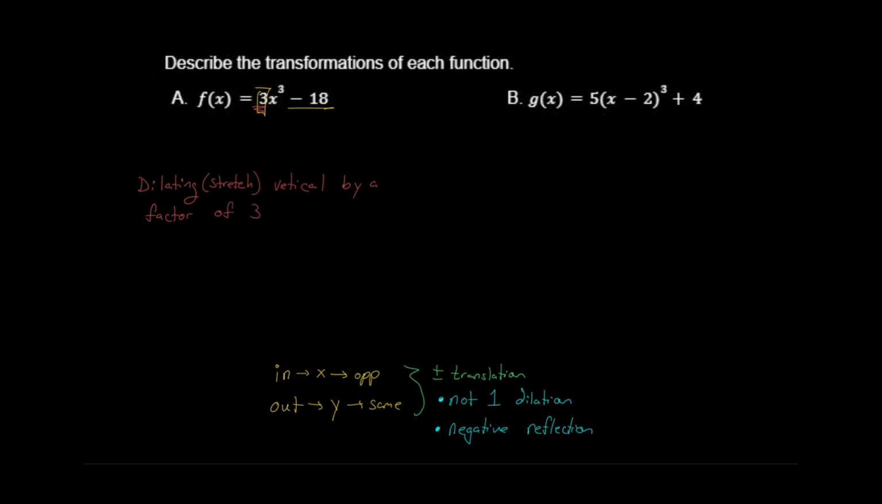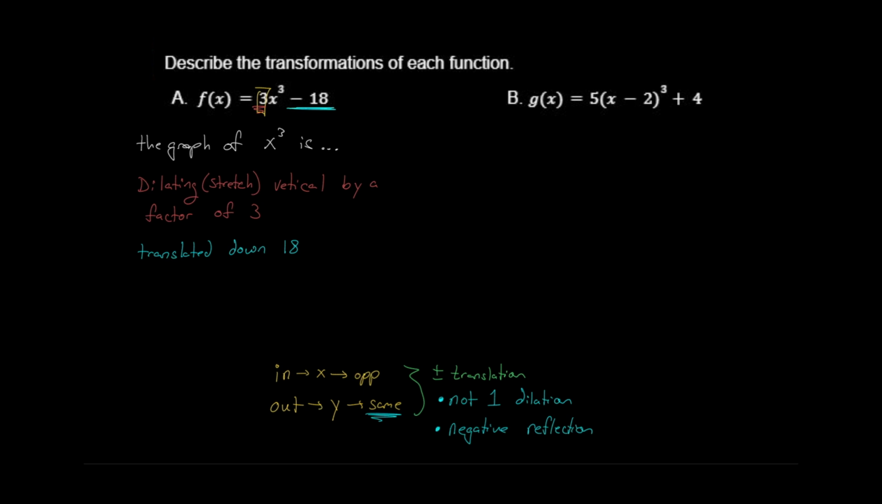by a factor of 3. We also have addition and subtraction. So my minus 18, since it's addition and subtraction, is going to create a translation. So it's translated. And since it's outside, it's going to be affecting y values, so up and down. Since it's subtracting, it's going to affect it the same way since it's outside. So we're going to be subtracting 18, which is going to move the graph down by 18. And this is what's happening to the graph of x to the third.